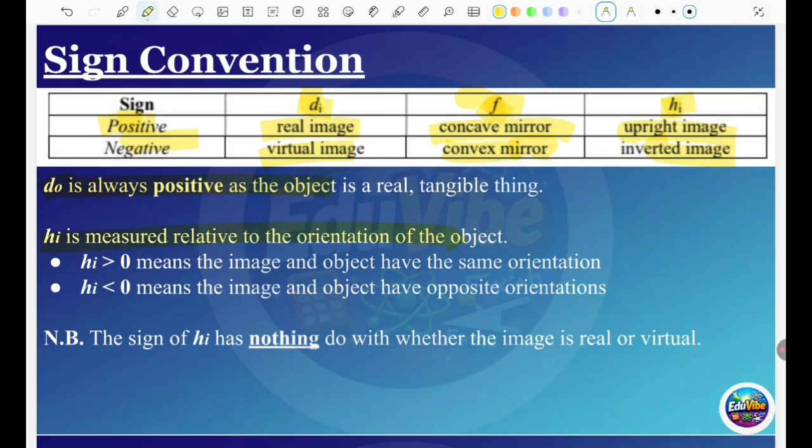Hi has a relative orientation, so you have to know that if hi is greater than 0, the image has the same orientation as the object. If hi is less than 0, the image and object have opposite orientations. The sign of hi has nothing to do with whether the image is real or virtual. You have to find di for this. If di is positive, you get a real image. For negative, you get a virtual image. Hi is for what type of image you get, upright or inverted. That's all we have mentioned in this.